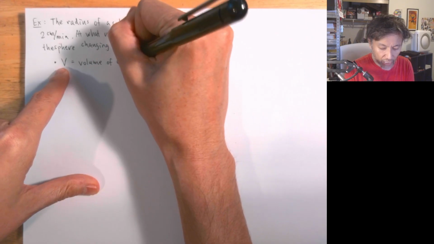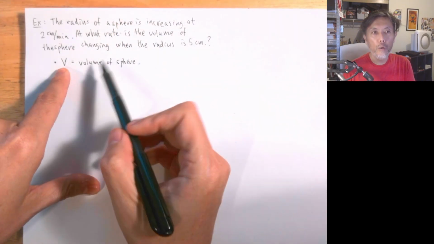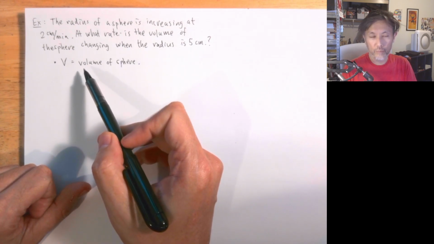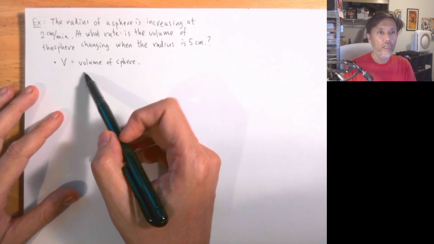Why did I choose V? Did I have to choose V? No, but I chose V because V is the first letter of the word volume. That's why I chose it.